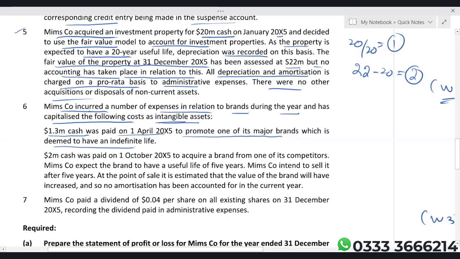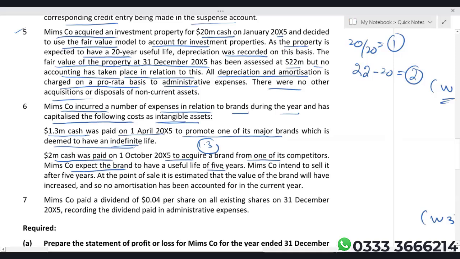So what are they saying? MIM Company incurred a number of expenses in relation to brands and has capitalized the following costs. 1.3 million cash was paid on 1st April X5 to promote one of its major brands, which is deemed to have an indefinite life. Actually, you have to expense out this 1.3 million because you cannot capitalize internally generated brands. So 1.3 million will be expensed out. 2 million cash was paid on 1st October X5 to acquire a brand from one of its competitors. Okay. If you buy a brand, that will be capitalized. MIM Company expects the brand to have a useful life of 5 years.